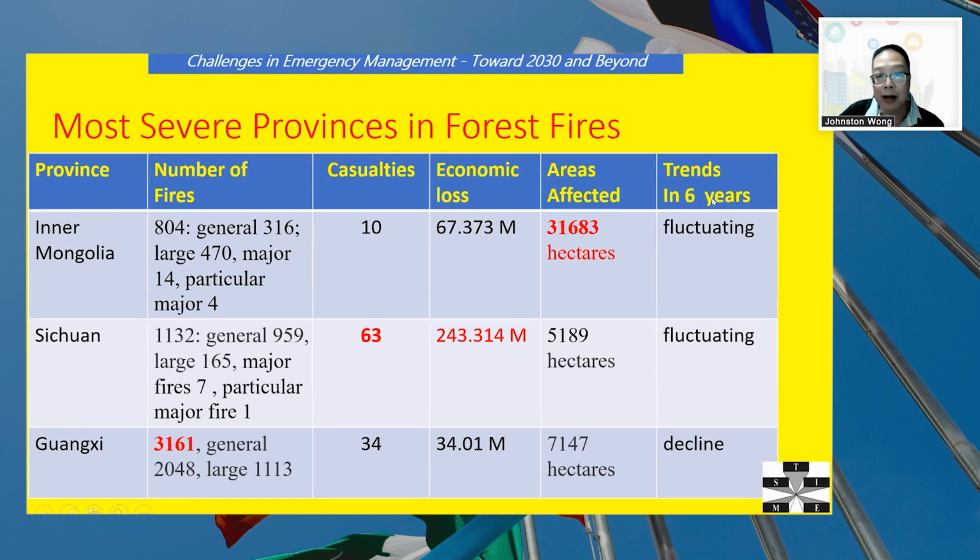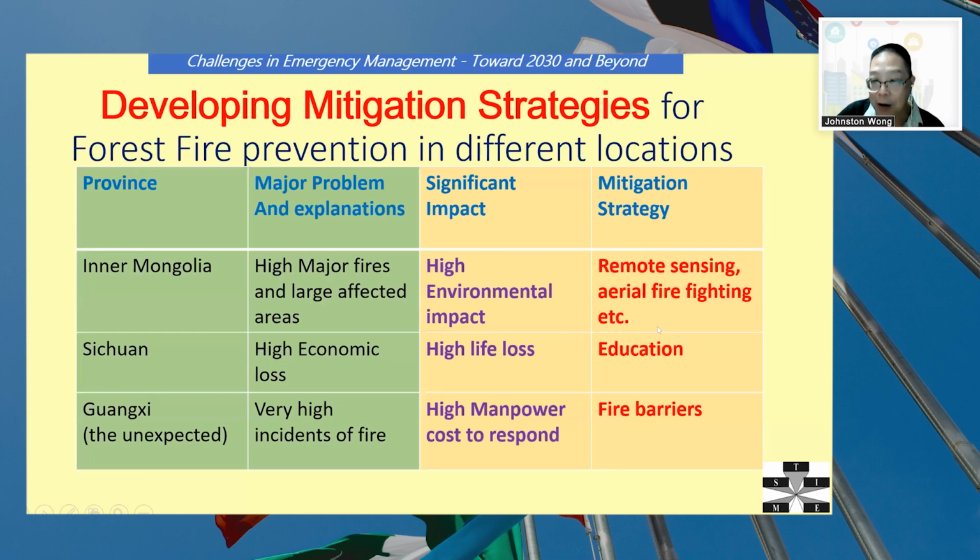For example, like we use forest fire, then we see in Mongolia, they do not have a lot of casualties, and the economic loss is not the highest, but it burned out a lot of land. So actually, it's a lot of forest, and it has a lot of negative impact on global warming and carbon emission. But in Sichuan they have a lot of casualties from these fires, and they have lost a lot of money because it's in the urban areas. And in terms of affected area, it's not so high. So we can think about different strategies.